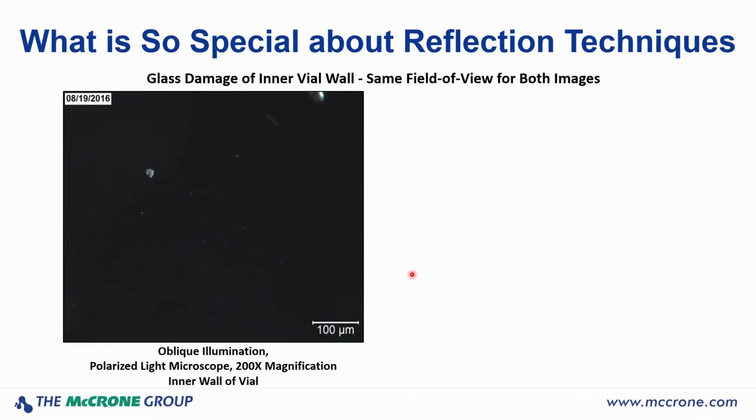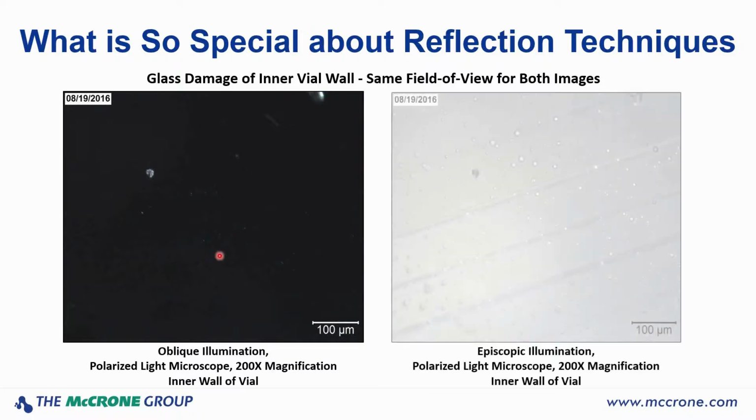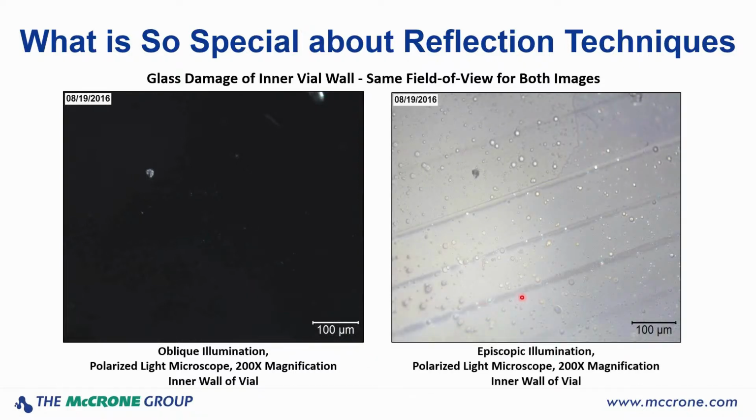Let's move up. The counterpart to coaxial is episcopic illumination when you go to the pole scope. This is the interior surface of a glass ampule, a glass vial, by oblique illumination. Change that over to coaxial illumination, and this is what you see, or excuse me, episcopic illumination. These circular features here are pits in the glass.